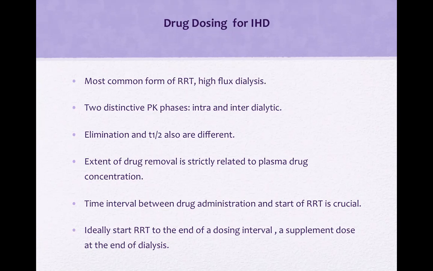The extent of drug removal is also dependent on the plasma drug concentration and the time interval between the drug administration and the start of RRT. Ideally, the start of RRT should be towards the end of drug dosing, and a supplement dose should be given at the end of dialysis. Some recommend to give the drug dose during the last hour of dialysis so that you can achieve a good therapeutic level of the drug, and also you can eliminate the drug, thereby the side effects of the drug can be minimized. So remember that in intermittent hemodialysis, you are dealing with two distinctive PK values, two distinctive eliminations, and two distinctive T halves that depend on whether the patient is in the intra or the interdialytic period.